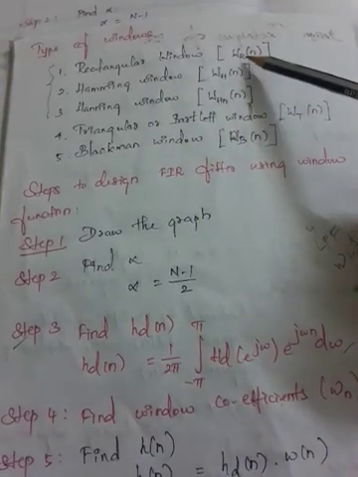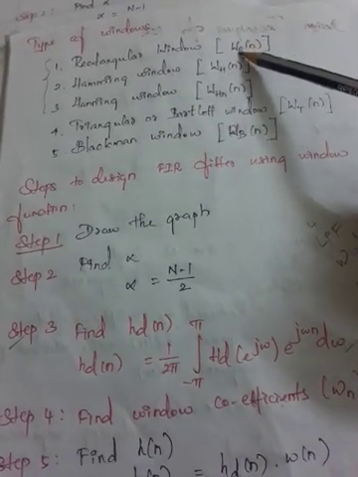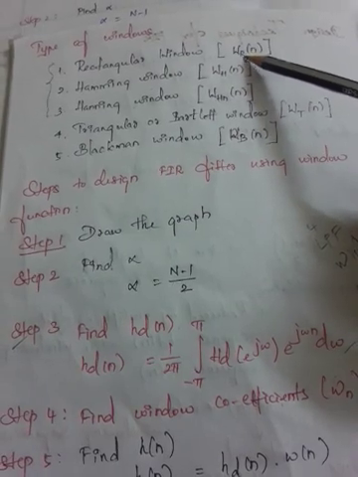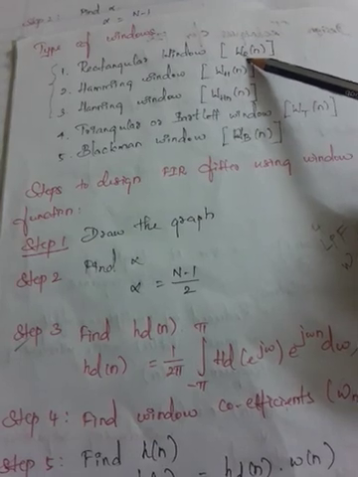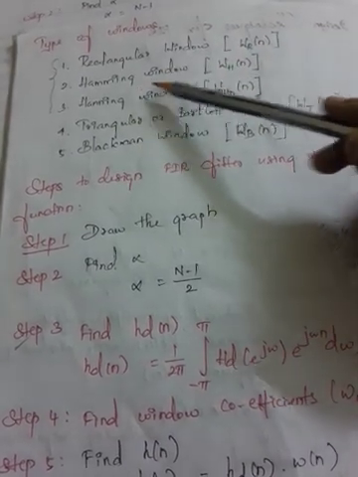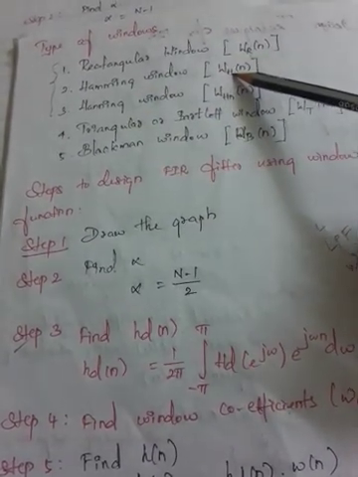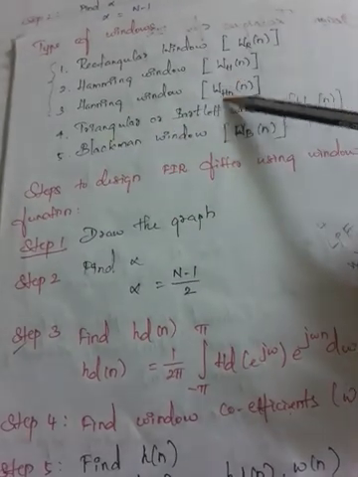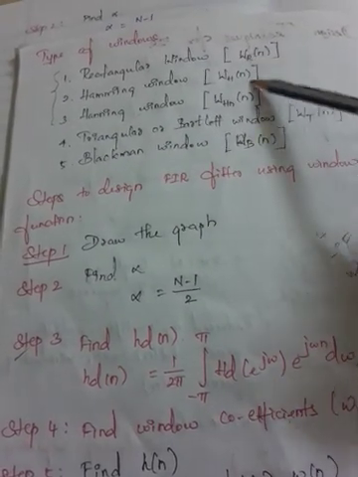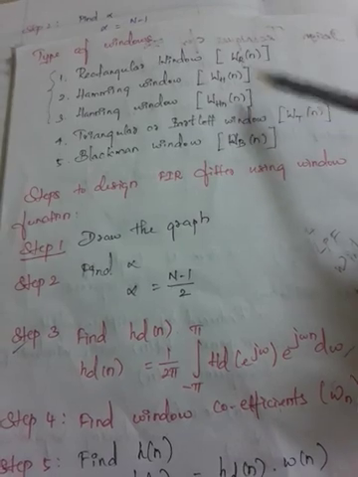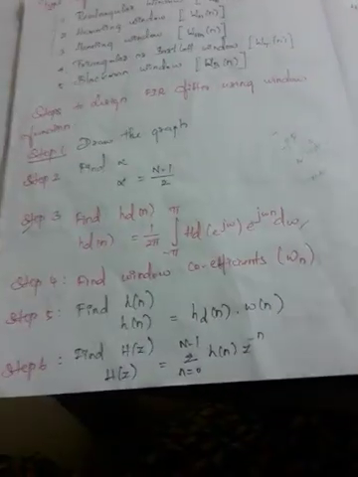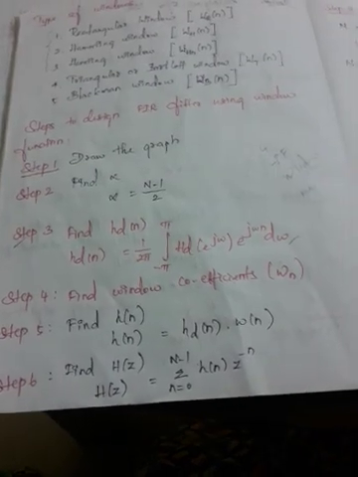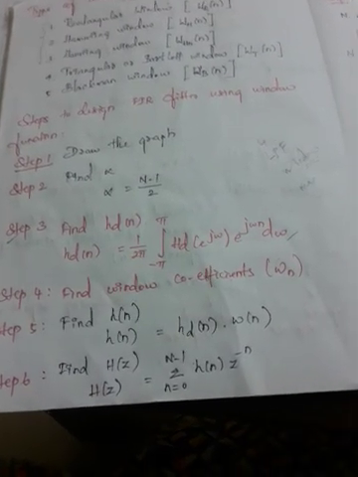The notation of the window type is mentioned in the suffix of this W. If it is rectangular it is R, hamming it is only H, and if it is hanning, HN. Okay, we are going to use these 3 methods in our problem. Now we are going to see the design procedure of a FIR filter.